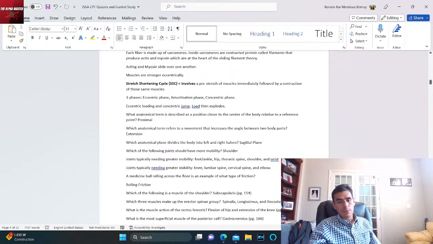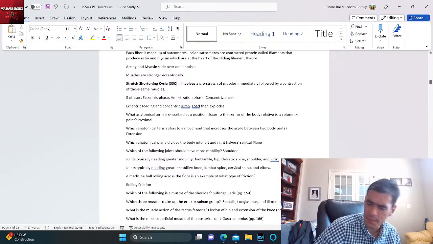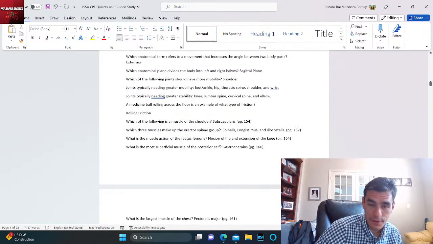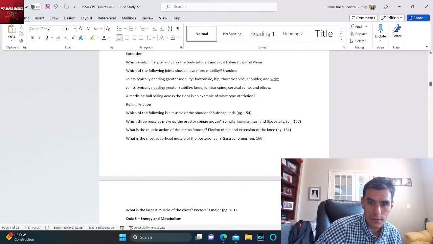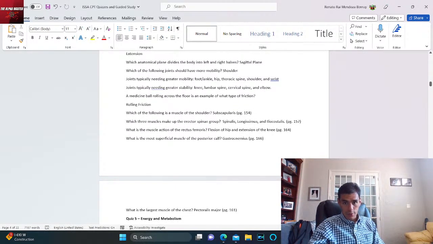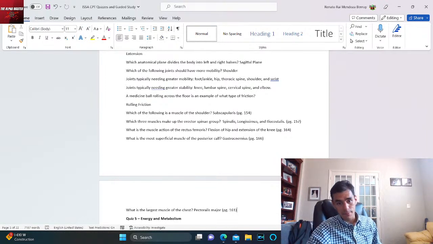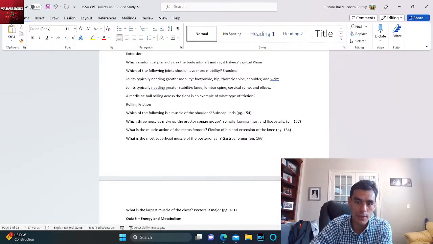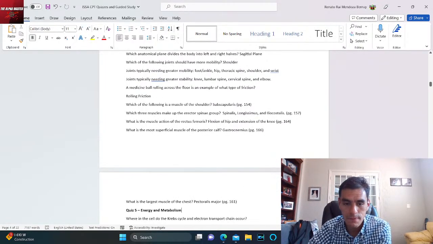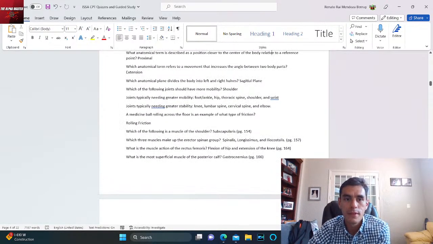And what is the most superficial muscle of the posterior calf? The gastrocnemius. The gastrocnemius is the most superficial muscle of the posterior calf. And the largest muscle of the chest is the pectoralis major. Definitely. So remember again.